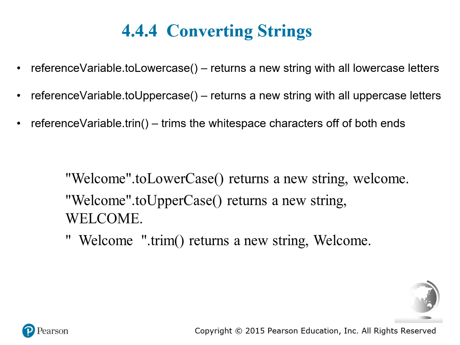The string class provides several instance methods for converting a given string into a new string. The instance method toLowerCase returns a new string with all lowercase letters. Likewise, toUpperCase returns a new string with all uppercase letters. The instance method trim returns a new string with all of the white space characters trimmed off both ends of the original string.